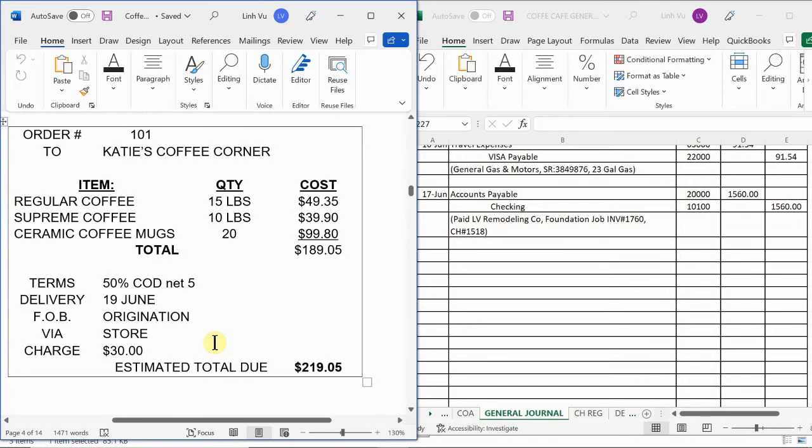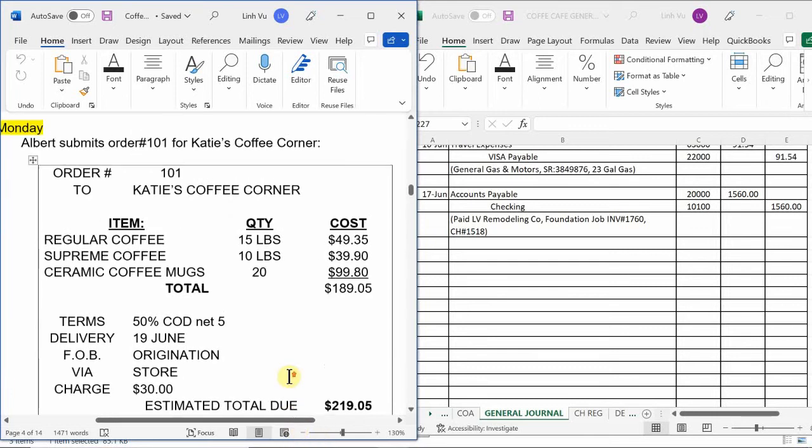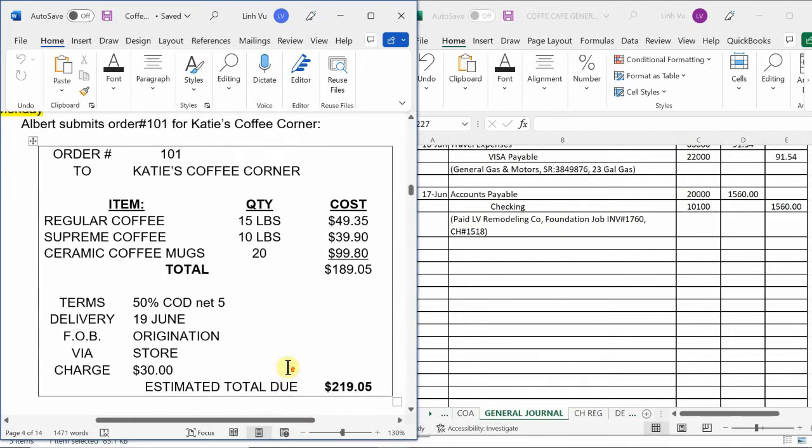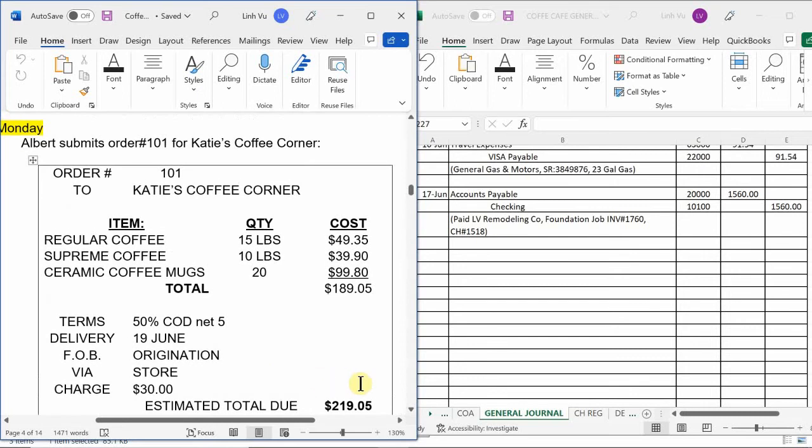Now, it says here that it's 50% COD net 5. That's the terms that we are giving this customer. So, how do we record this transaction? Do we need to record this transaction?